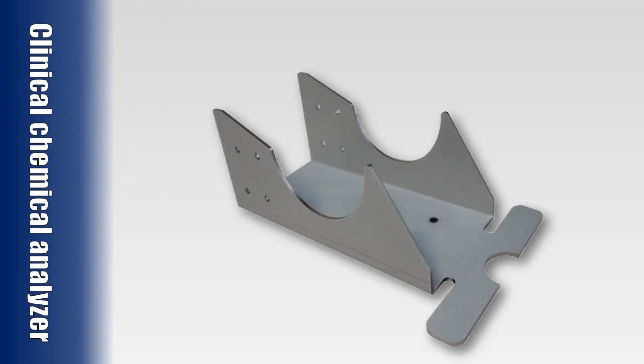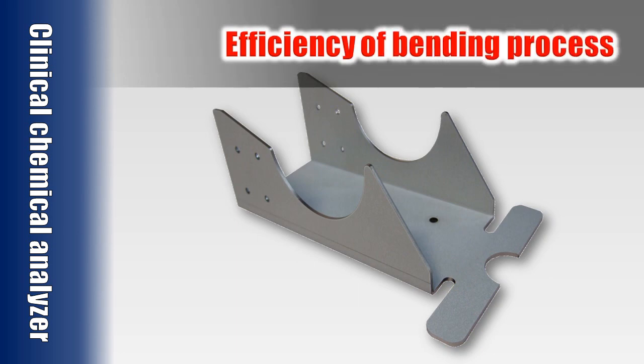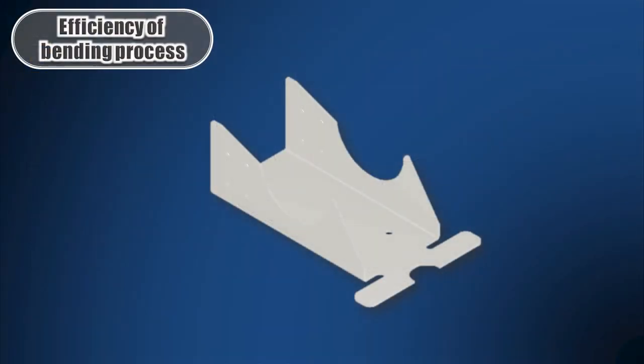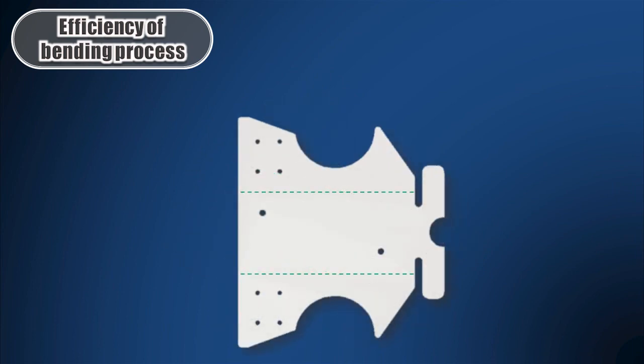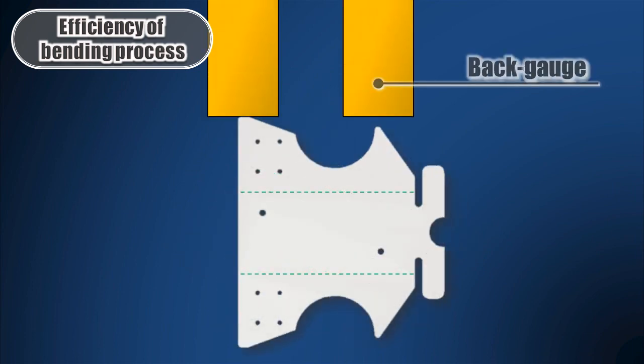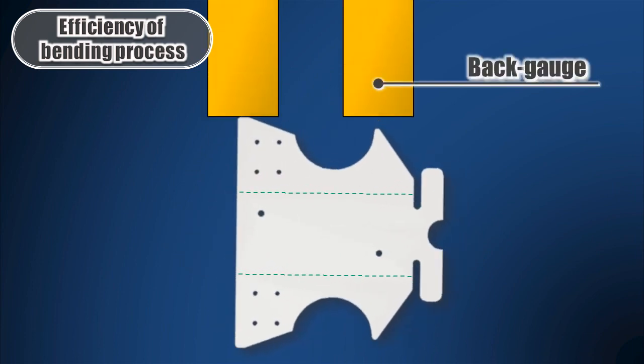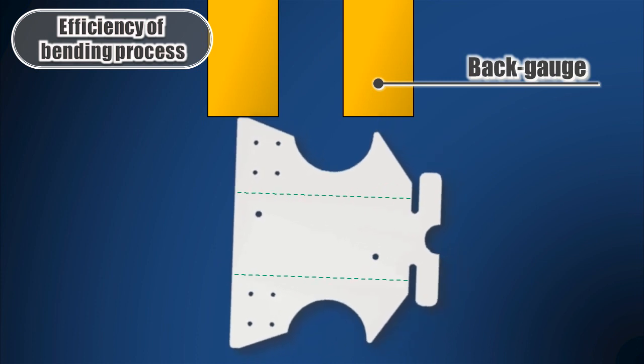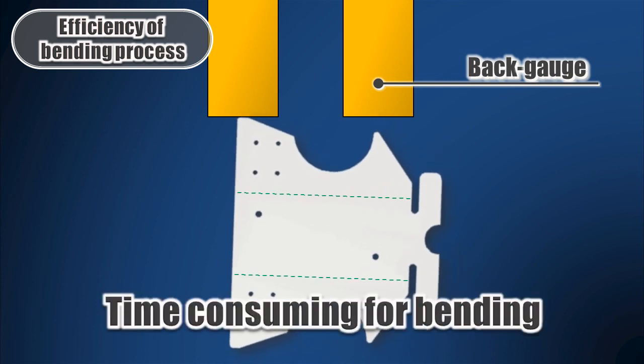For the second case, we will take the small bracket as the example to show how we can improve the bending efficiency. Its characteristics are the many complicated shapes, and it is often difficult to bend due to unstable gauging. The operator tends to get very cautious and takes a long time for bending.